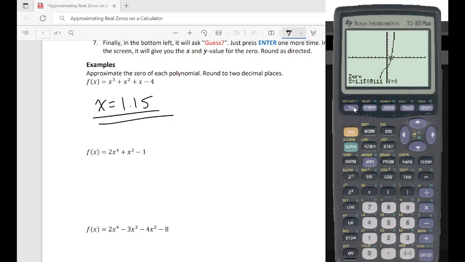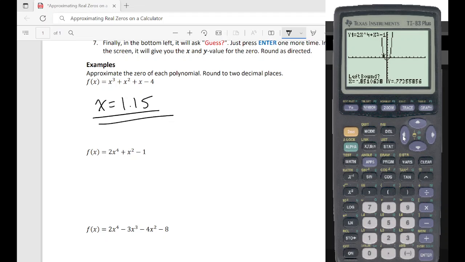Now we're going to do it again for the second one. So again, we go back to y equals, clear this out, and we're going to have 2x to the 4th plus x squared minus 1. And we're going to hit graph and see what it looks like. And this time we have 2 zeros here. So that's okay. We can do 2 zeros. We just got to do it one at a time. So hit 0.